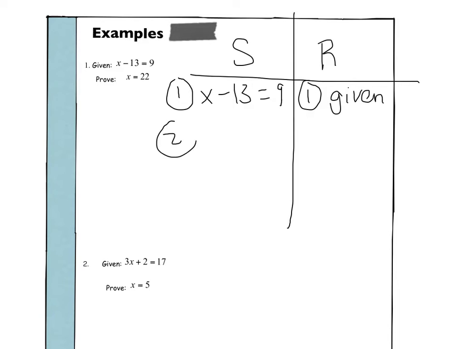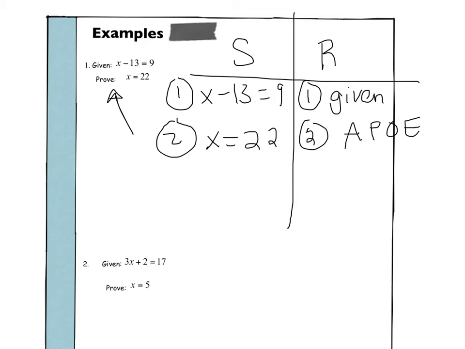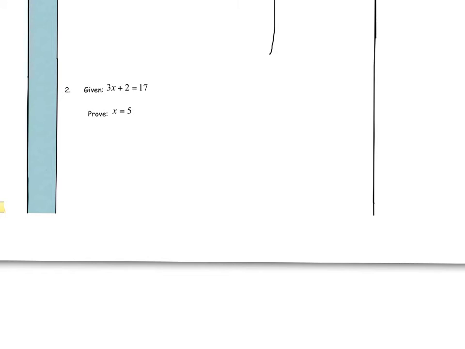So now, again, I'm trying to get to the end, which says x equals 22. Well, clearly, if we solve this and we add 13 to both sides, we're going to end up with x equals 22. And that's our final thing we actually wanted to prove. There it is. And the reason here is because we actually added 13 to both sides. You don't see it, but that's how this was achieved. And the reason then is going to be APO, addition property of equality. Pretty easy two-column proof.